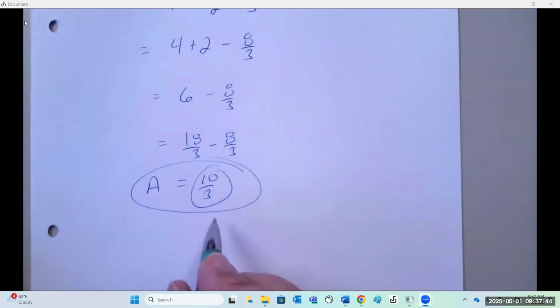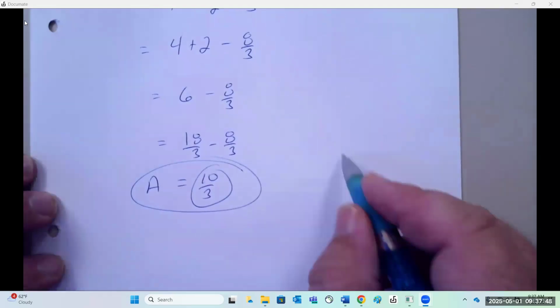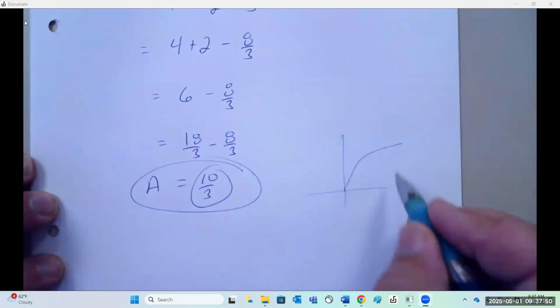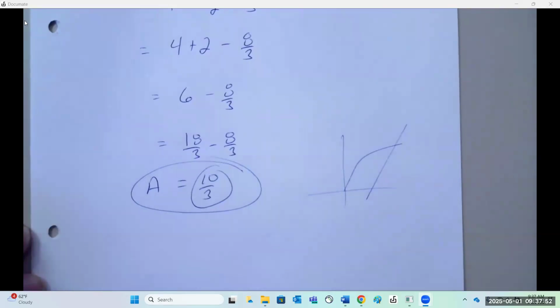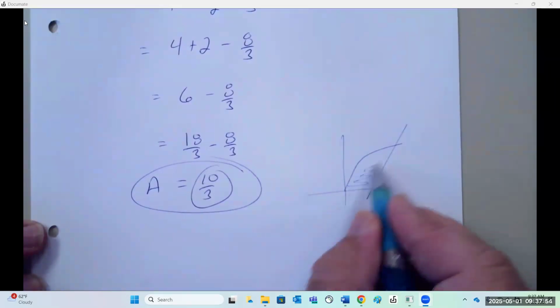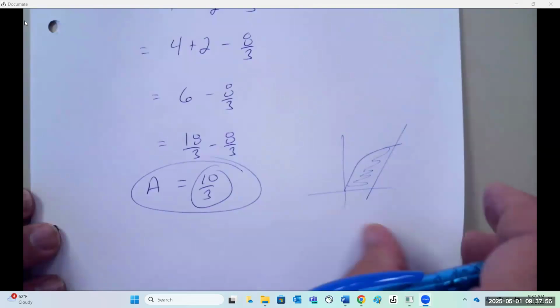You notice it's the same area as the other one. And it should be, because it's the same graph. It's the same area we're looking for. Let's do one more and we'll call it a semester.